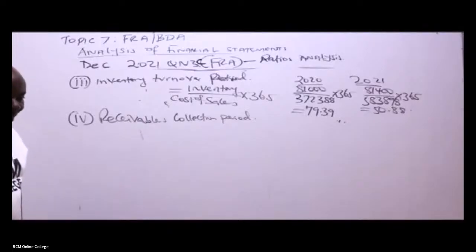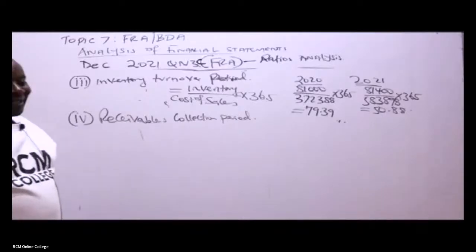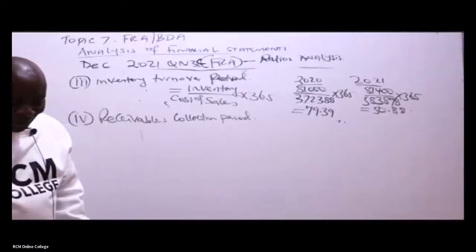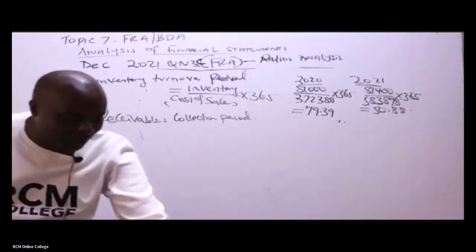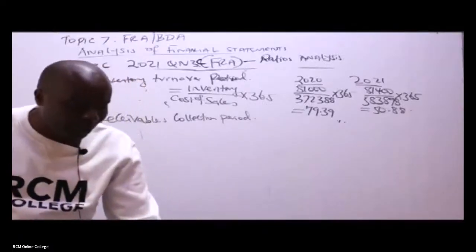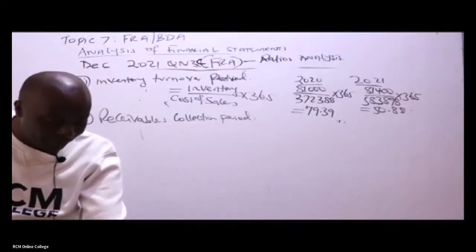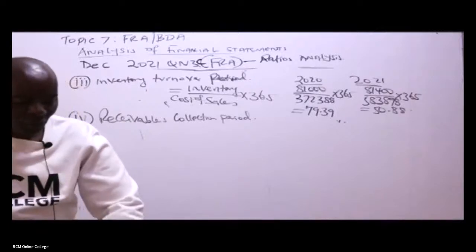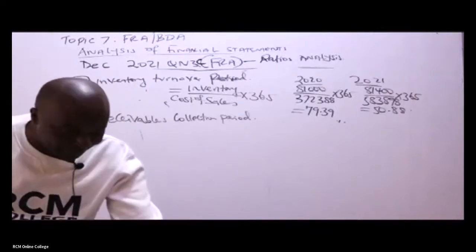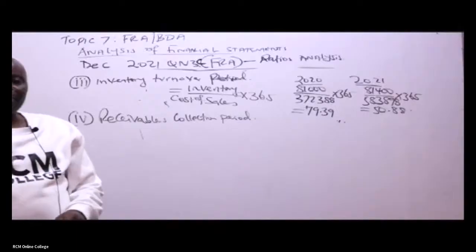Write in decimals, yes. So receivables collection period. I'm waiting for you great students to try even giving me the formula. We see whether you will be able to get it right.